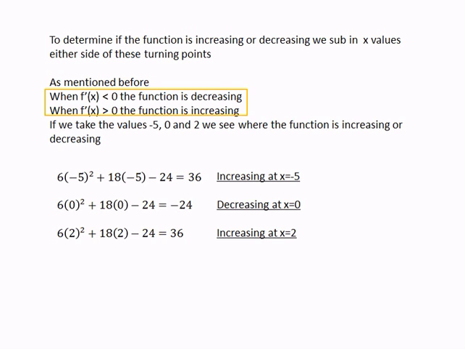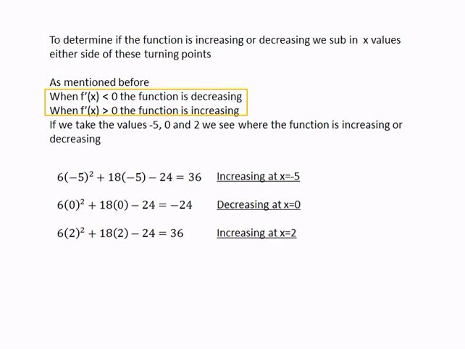And conversely, if the value of f′ is less than 0, the gradient is negative and the graph is decreasing. So we're going to sub in −5 into the derivative, which is to the left of our point at −4. From this we get an answer of 36. This is positive, so the function is increasing up to the turning point at x = −4.